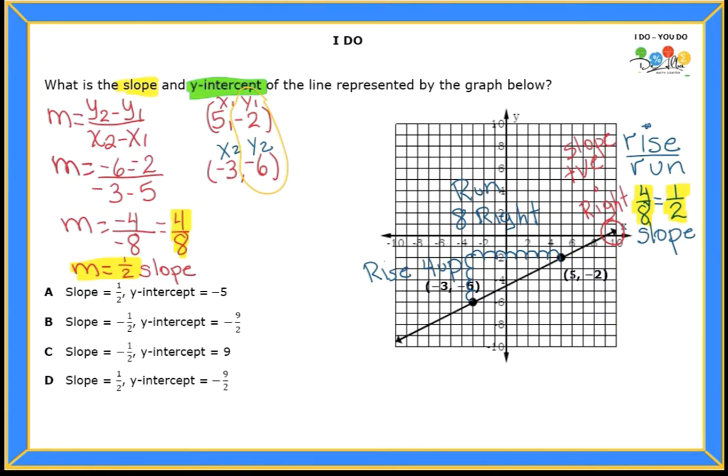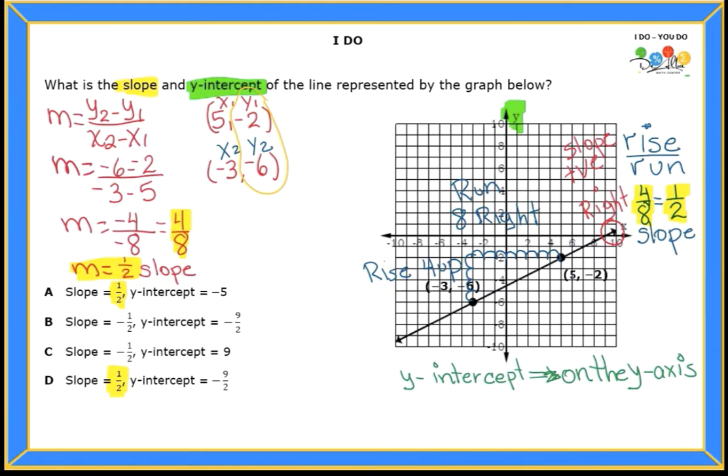So how many answer choices do I really have with 1/2? Well, there's one on A, and there's one on D. Very good. So now I need to continue to find the y-intercept. Remember that y-intercept means there is a point that is on the y-axis. So if I look at my line, there's got to be one point that is crossing the y-axis, which is right there.